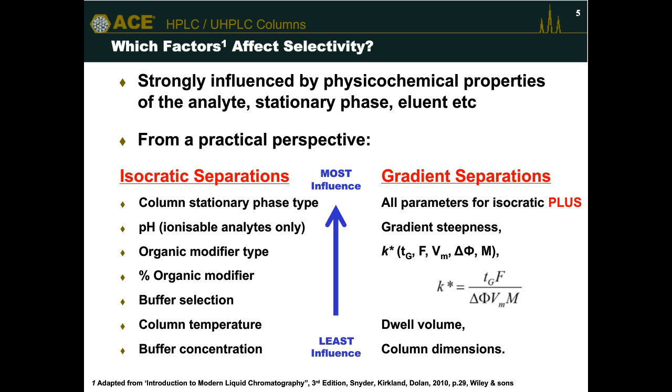We also have dwell volume, and this can have a very big impact on selectivity when we're moving methods between instruments, and that's another whole topic and another talk all on its own for another day. And then, of course, column dimensions. If we change column dimensions, we affect Vm in that k star equation, which means we affect k star 2 over k star 1, which is selectivity of our separations. So all of these different parameters can affect the selectivity of your analysis.